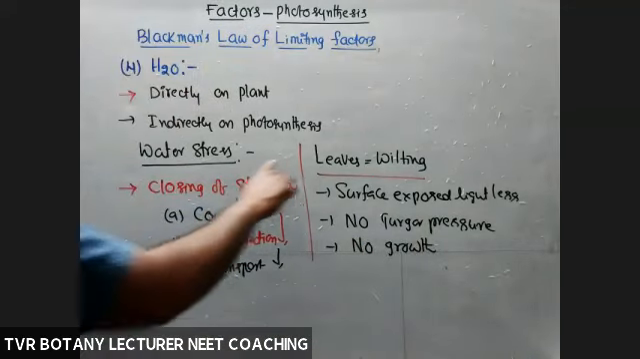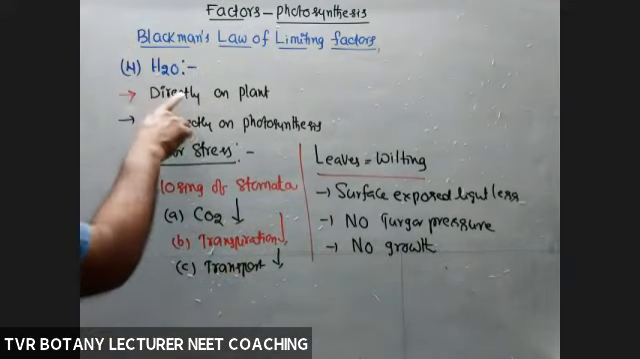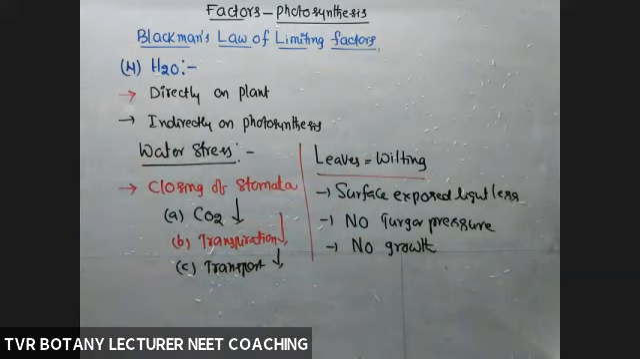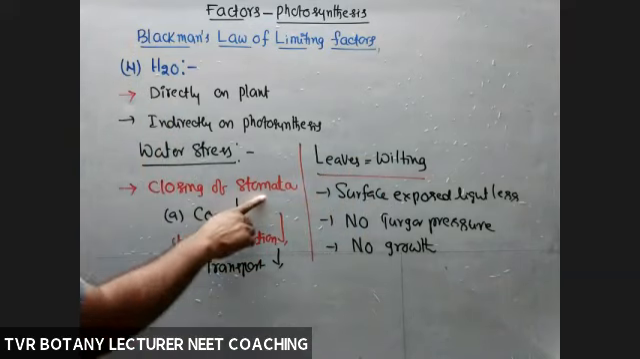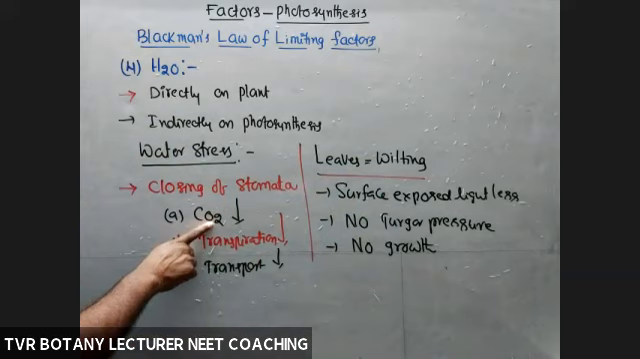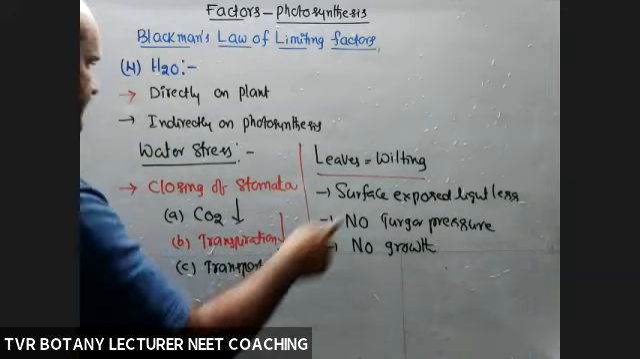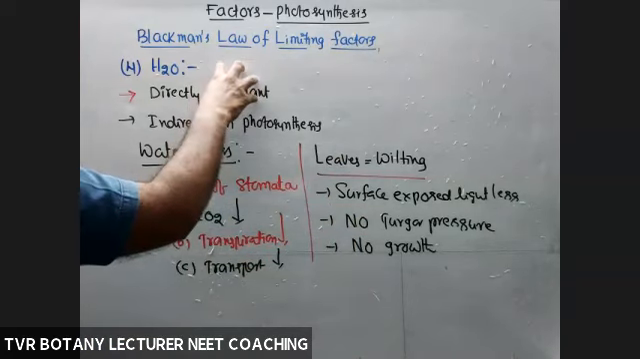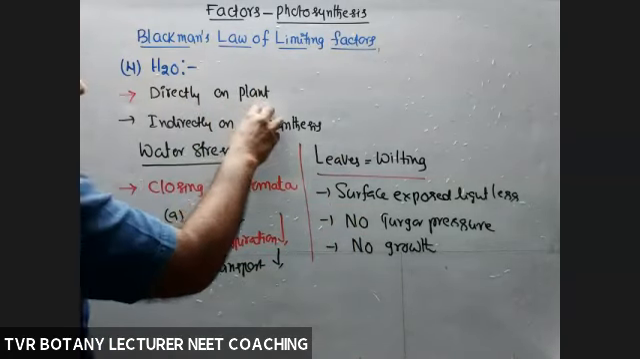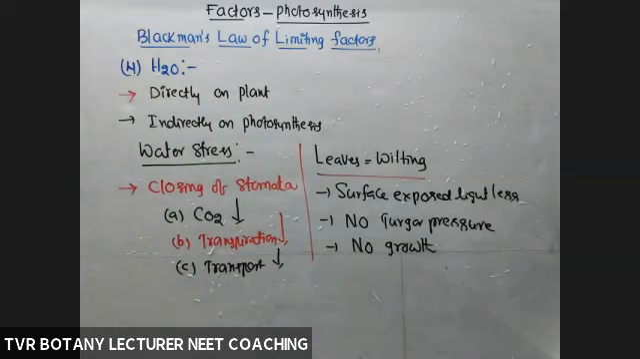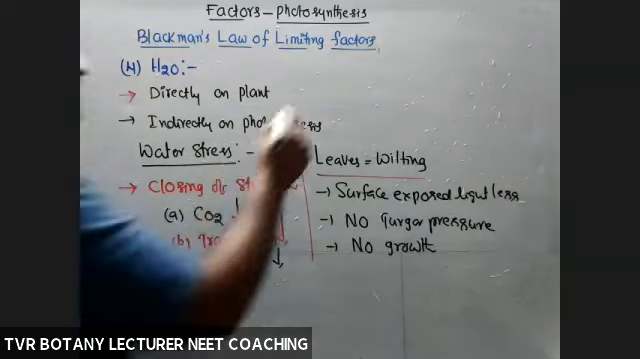So all these factors directly affect the plant, and indirectly photosynthesis. Closing down of the stomata leads to less CO2 concentration, less transpiration, less transport, and all these things. Directly on plant growth and development, indirectly on photosynthesis. Right?